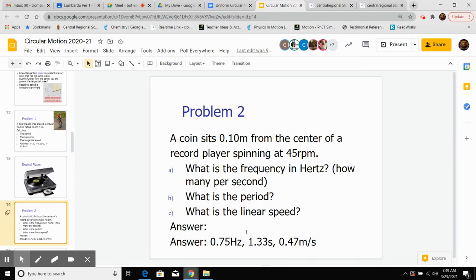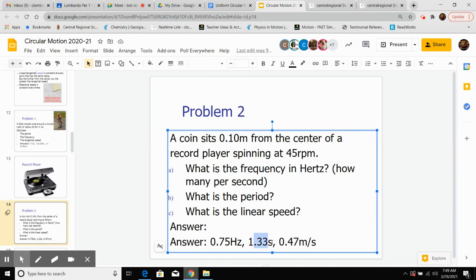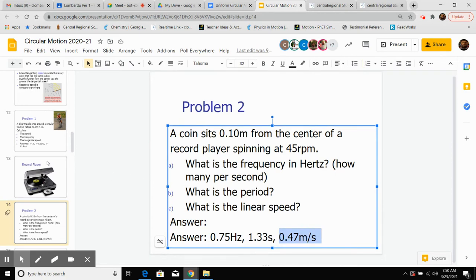The period would be the inverse of that, 1 over f, which is going to come out to be 1.33 repeating. And then linear speed is 2 pi r over T, or 2 pi r times f. Either way, you're going to get an answer here of 0.47 meters per second.